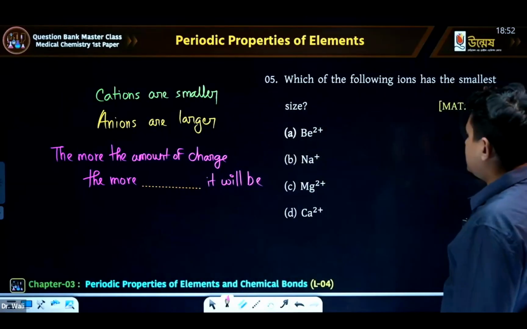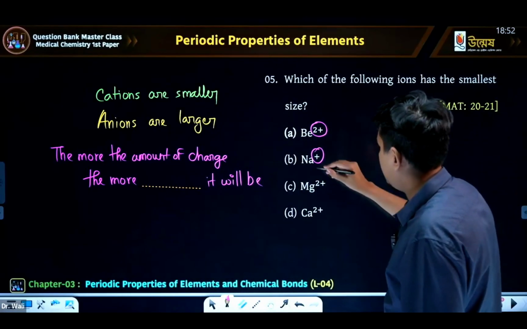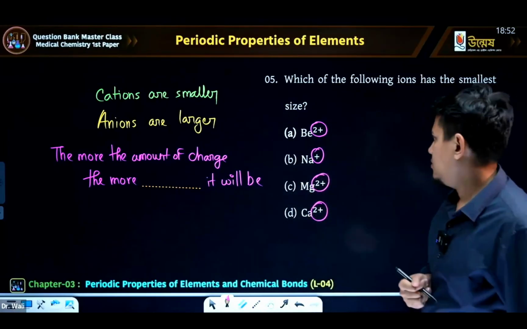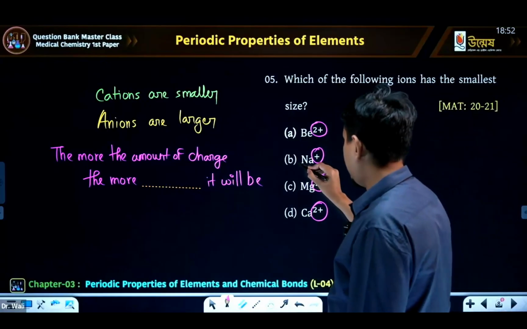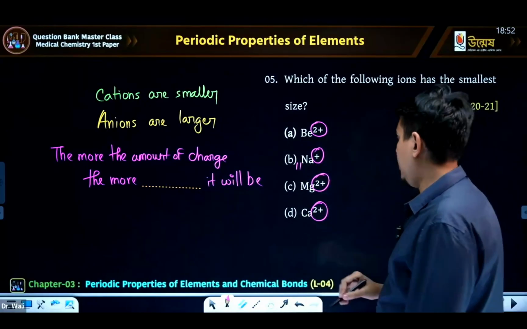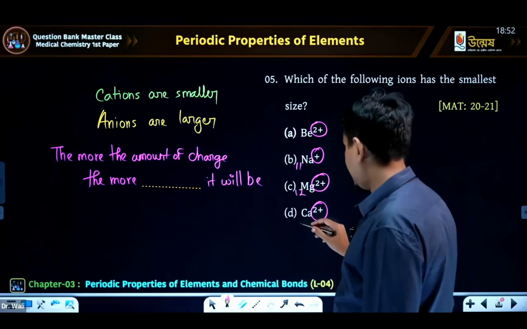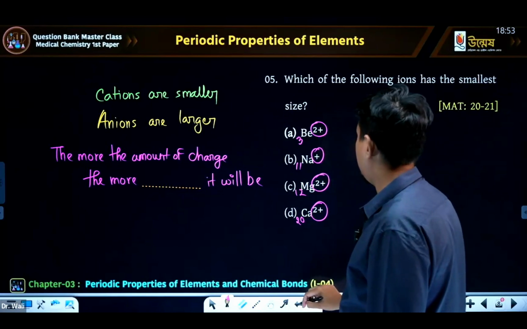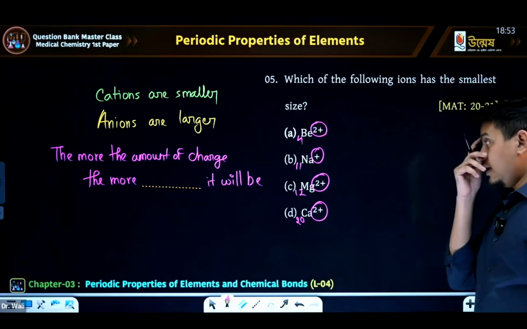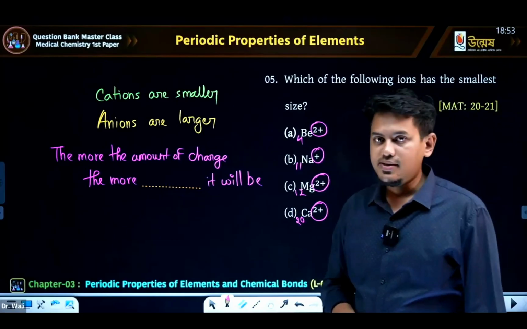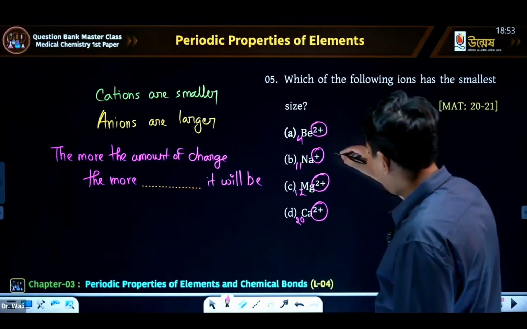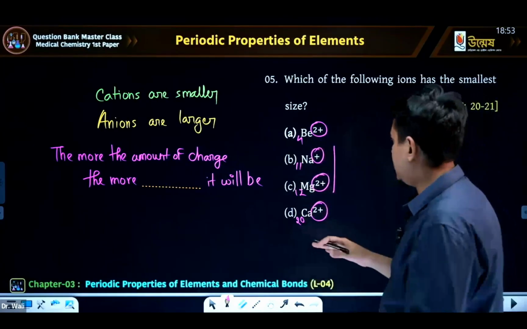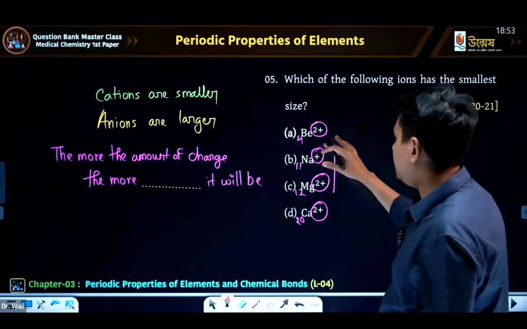Since the question is which one has the smallest size, and all of them are what? Cations. Now we need to look at whether they are isoelectronic or not. First of all, if we write down the atomic number, for sodium it is 11. For magnesium it is 12. For calcium it is 20. Again, for beryllium it is 4. So these are not isoelectronic. Now, as we can see, only sodium and magnesium are isoelectronic. Beryllium and calcium are not isoelectronic. But considering the atomic number, we can easily assume that the beryllium ion is the smallest one.